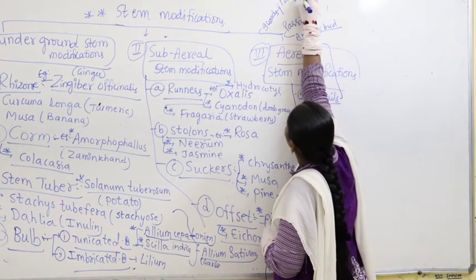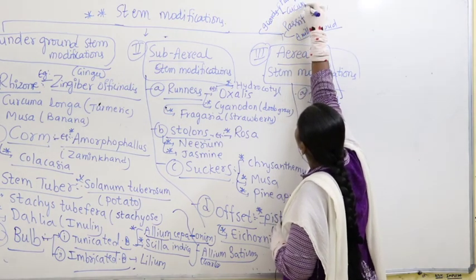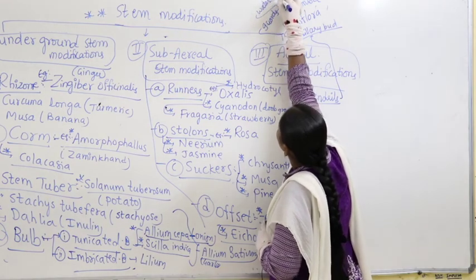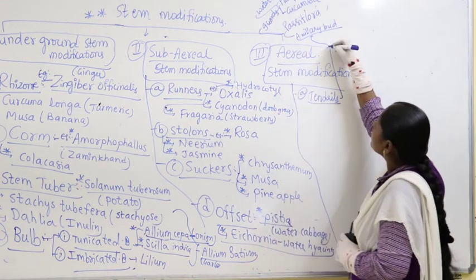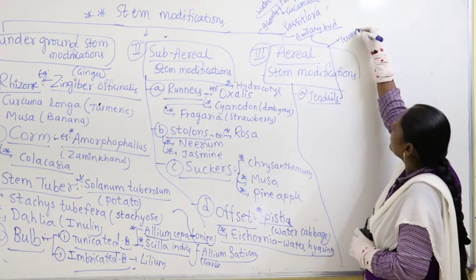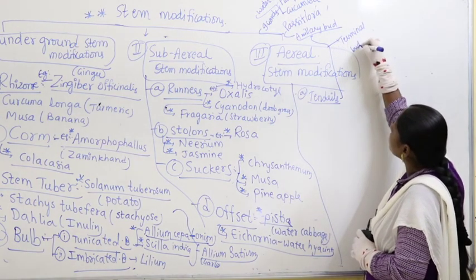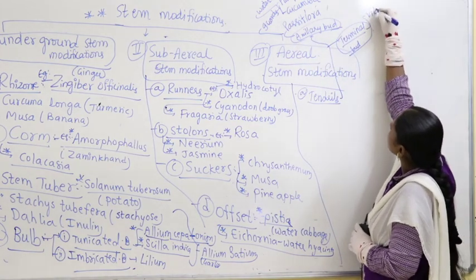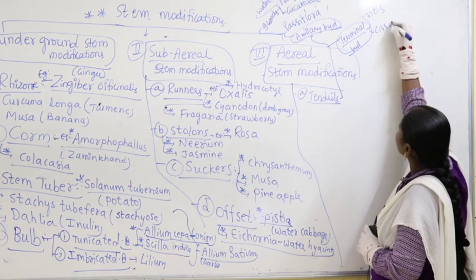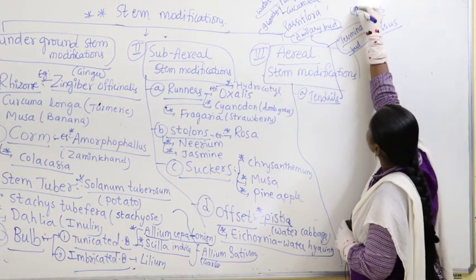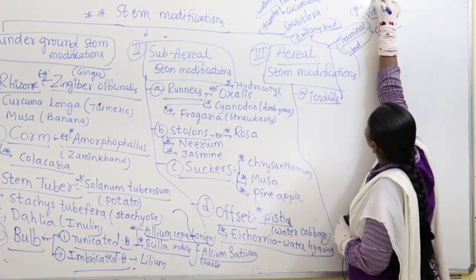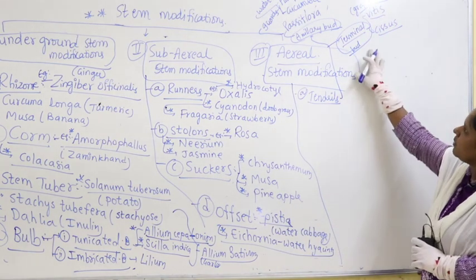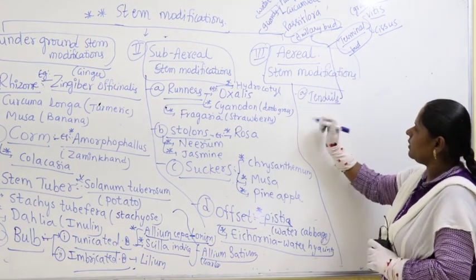Pumpkin, cucumber, and watermelon. Right. And what is terminal bud? Modified into tendril in case of these two, you can take Vitis and Cissus. This is grapevine. Right. Simply you can remember terminal bud, axillary bud modified into tendrils.